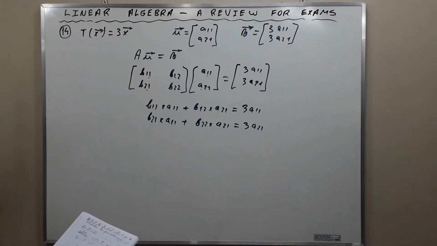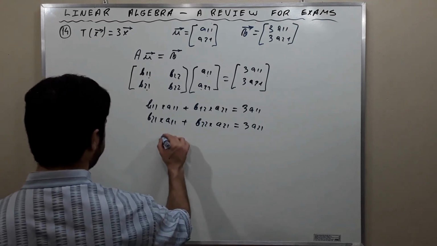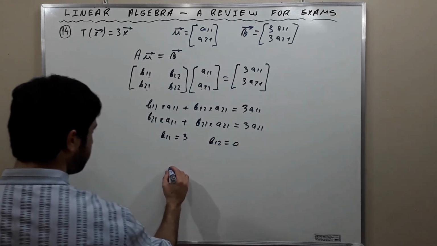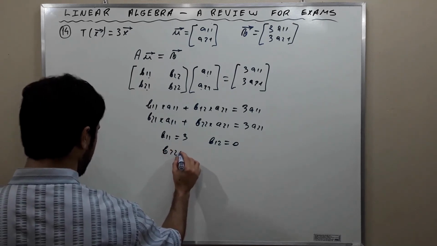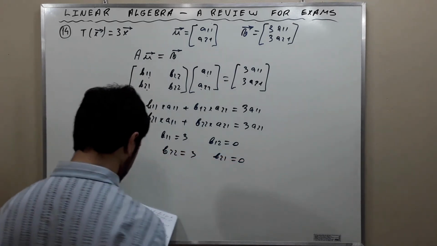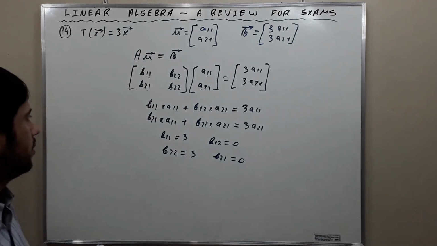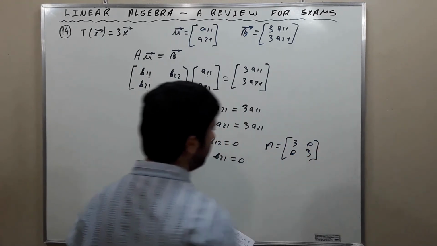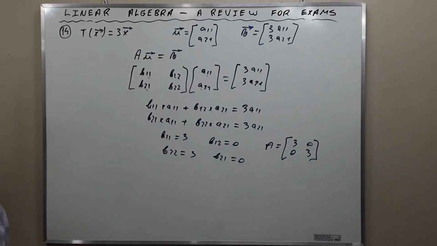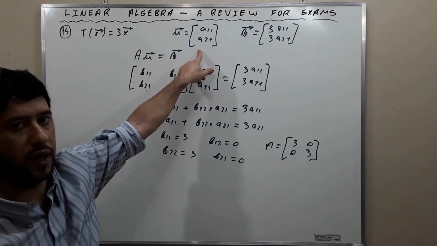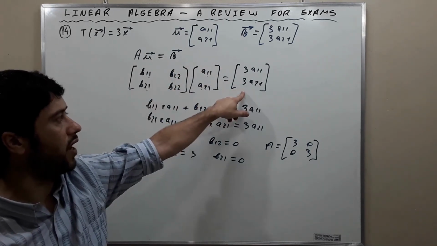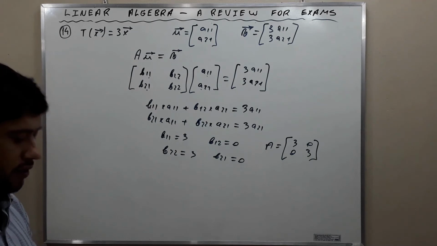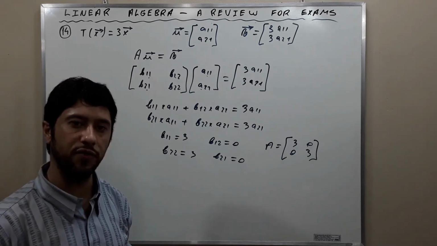By doing this, we discover that b11 is equal to 3, b12 is equal to 0, b22 is equal to 3, and b21 equal to 0. And then the matrix that represents this transformation is (3, 0; 0, 3). This is the matrix that scales up the input vector by 3, and outputs a vector that is obviously 3 times the input vector. Okay, this is all for exercise 14. Let's go to exercise 15.